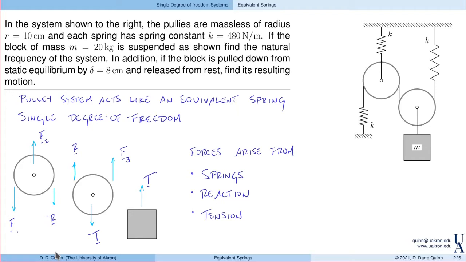Now, since we're measuring the block from static equilibrium position, in particular, we're pulling it down from static equilibrium position by a given distance, it makes sense to measure from that point. So we're going to neglect the influence of gravity here. Gravity essentially would take care of where that static equilibrium position is. And when we measure from that, remember that we don't include it in the modeling. So we neglect gravity as a consequence of measuring from static equilibrium.